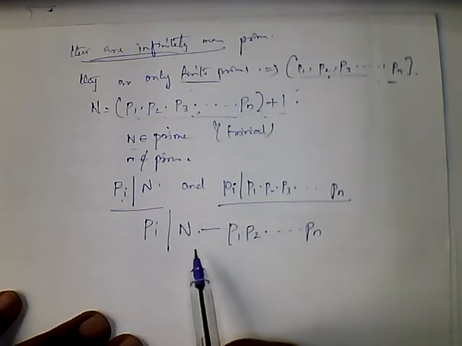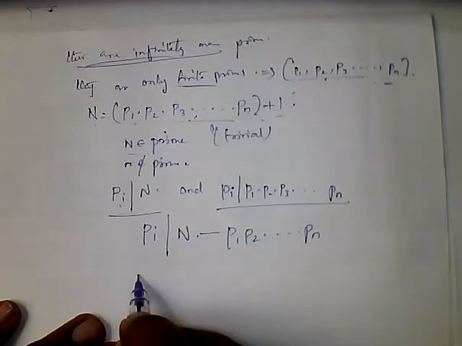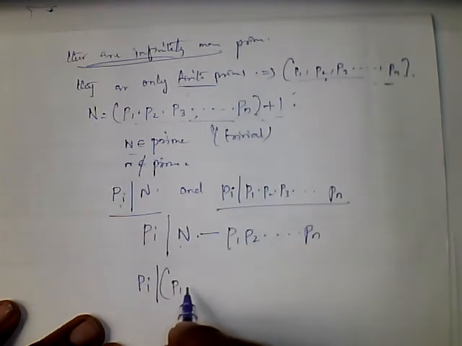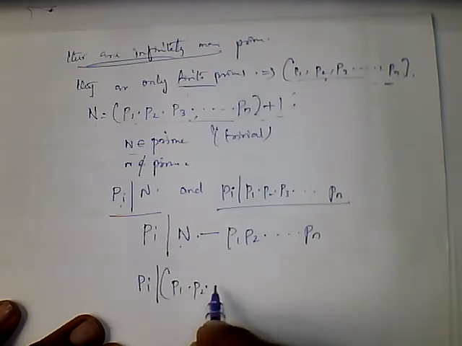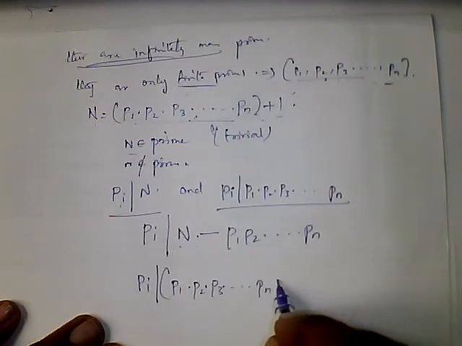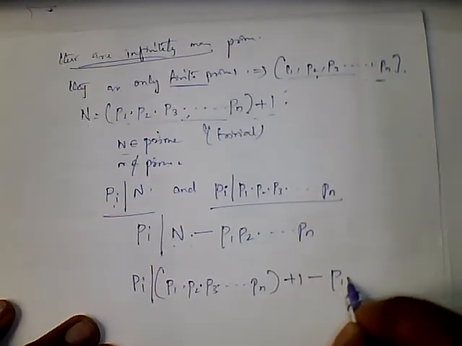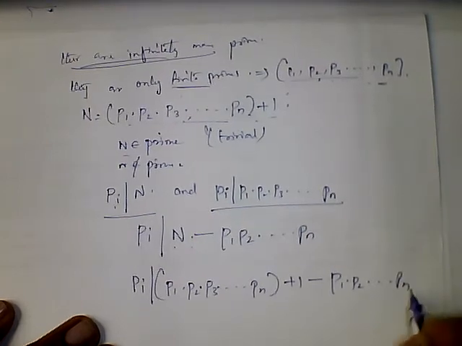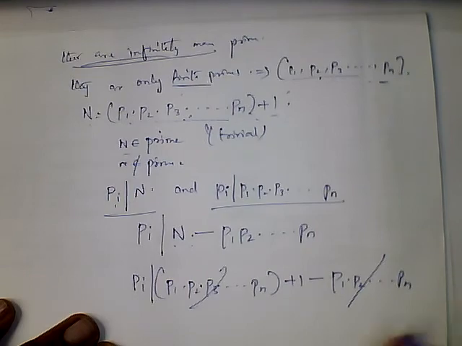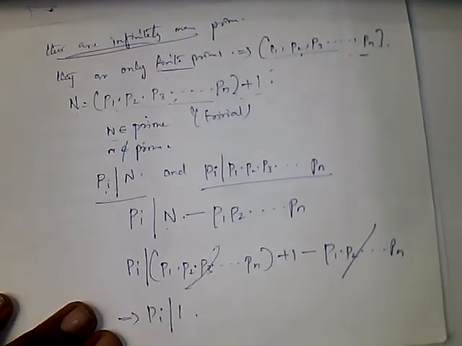The reason I'm using minus here is because I want to cut out this prime list. Now we know that n is equal to p1 multiplied by p2 multiplied by p3 and so on up to pn, plus 1, minus this p1 p2 and so on up to pn. From this, this and this cancel out, so that's why I've used minus. That's it. That implies pi divides 1.